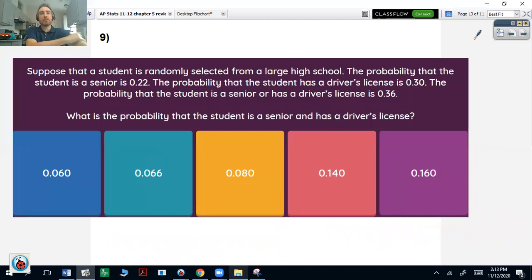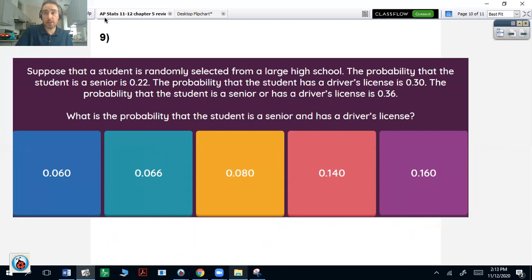Suppose that a student is randomly selected from a large high school. The probability that the student is a senior is 0.22. The probability that the student has a driver's license is 0.3. The probability that the student is a senior or has a driver's license is 0.36. What is the probability that the student is a senior and has a driver's license?